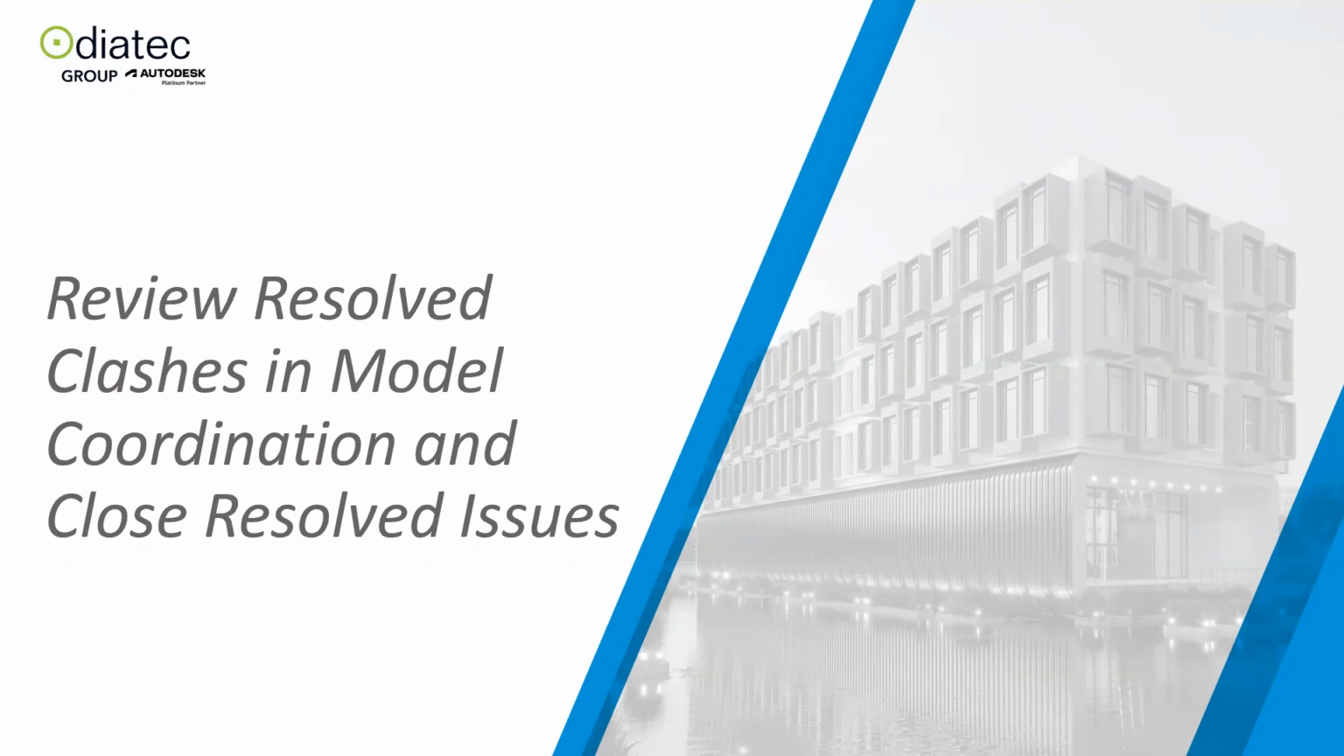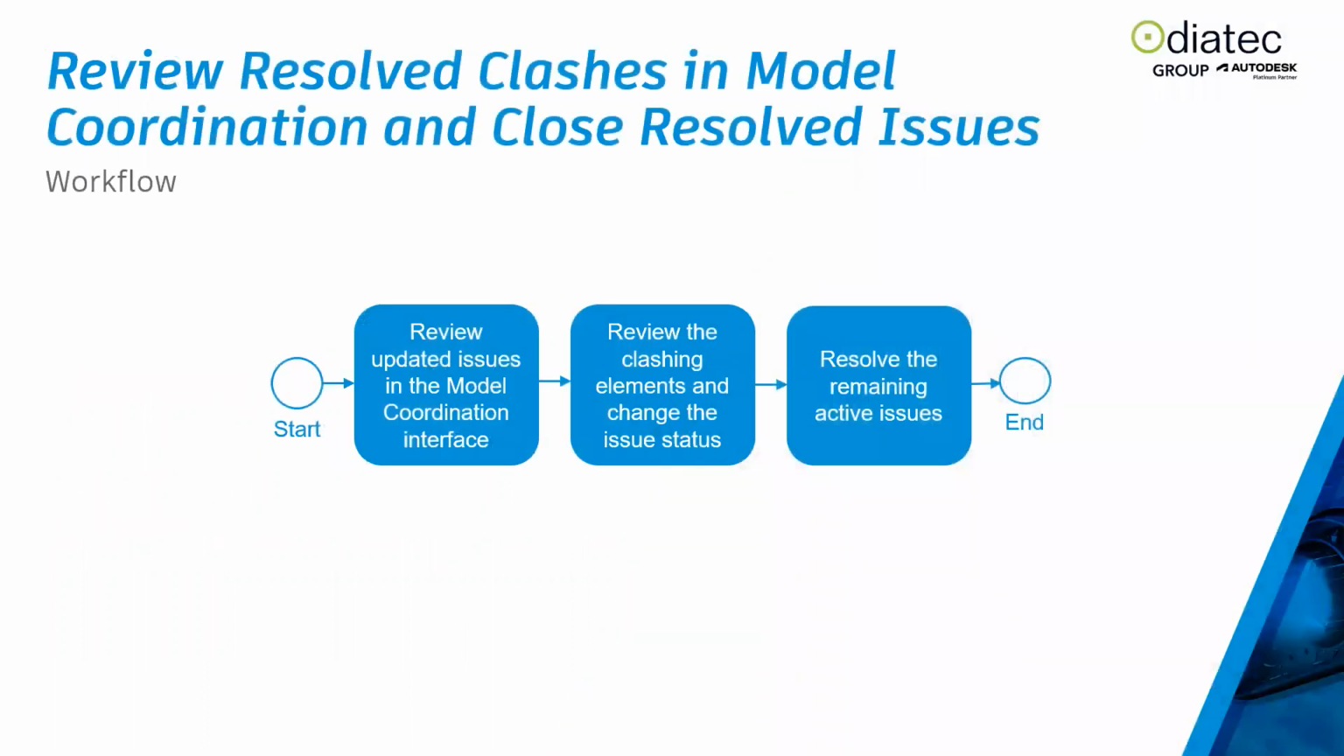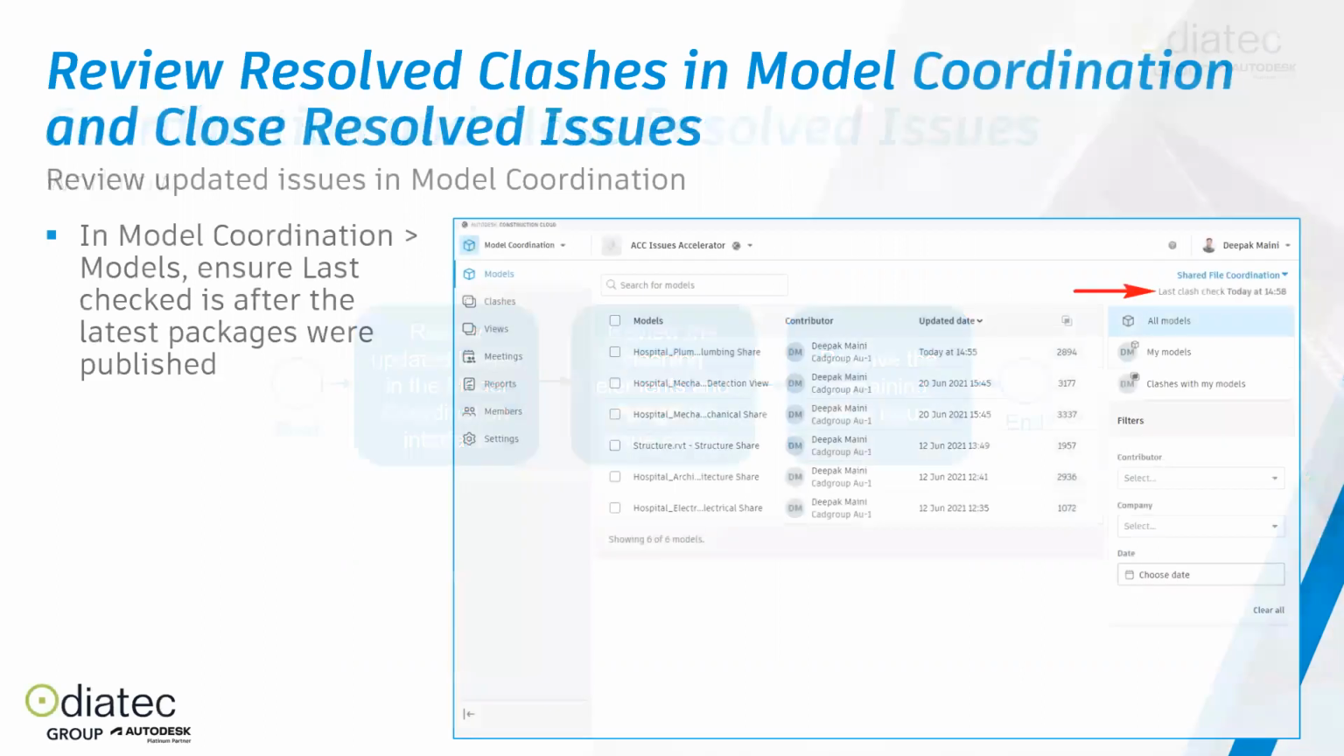So then the design manager is going to review those resolved clashes in model coordination, and they're going to close the resolved issue. So we're going through this full process right here. They're going to review the updated issues in model coordination interface. So the design manager now has received that model. They come into model coordination, they review the clashing elements, and then they change the issue status, and then they resolve the remaining active issues.